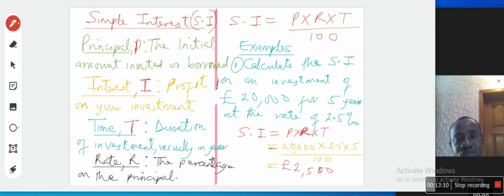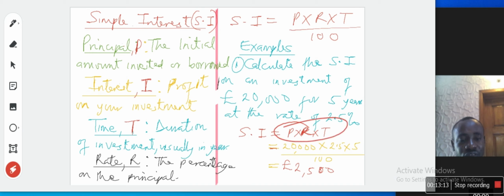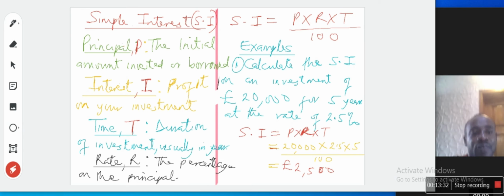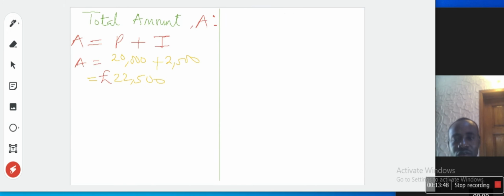Sometimes the question can be structured in a way that you will probably look for one of these. Maybe the interest is given, and then you're asked to find the principal, or even the time. It's just making something the subject of the formula, isn't it? That would be simple making something the subject of the formula. If simple interest is given, and you are asked to find the principal, can I just show you something like that?